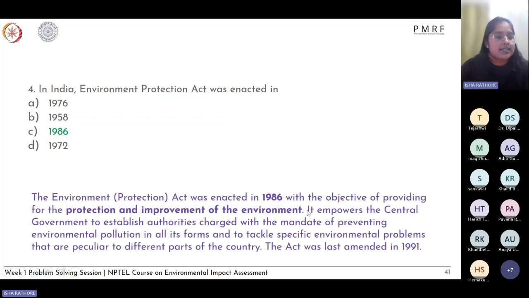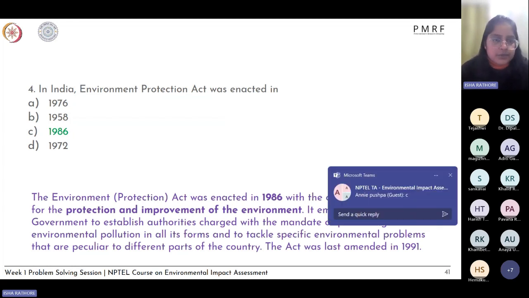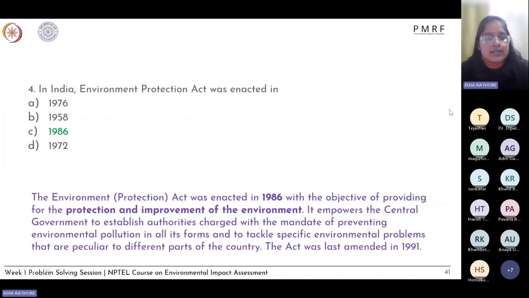Okay, so the correct answer is C, that is, the Environment Protection Act in India was enacted in 1986. This was with the objective of providing protection and improvement of the environment. It empowers the central government to establish authorities charged with the mandate of preventing environmental pollution in all its forms and to tackle specific environmental problems which are peculiar to different parts of the country. This act was last amended in 1991, but was enacted in 1986. So C is the correct answer, like a lot of you have said.